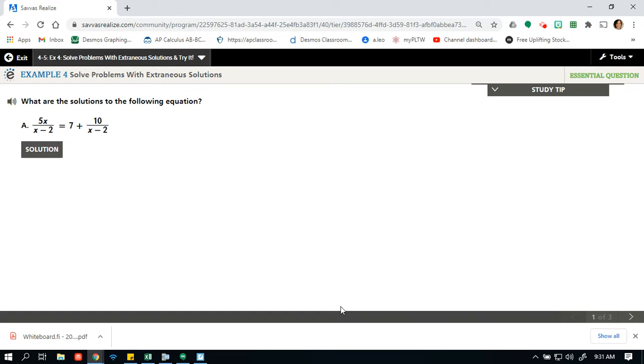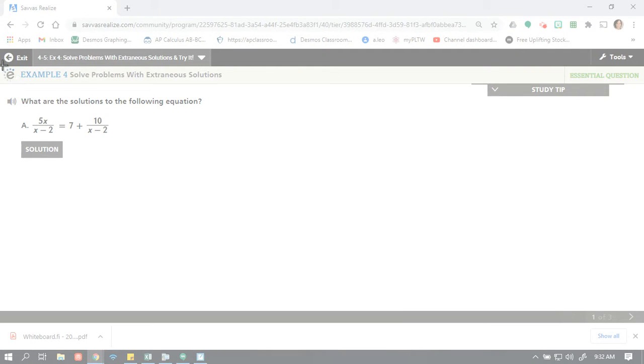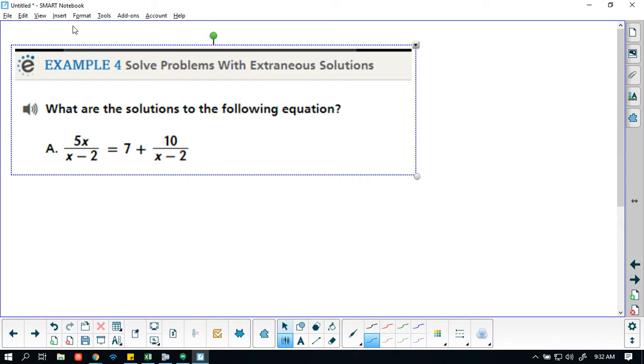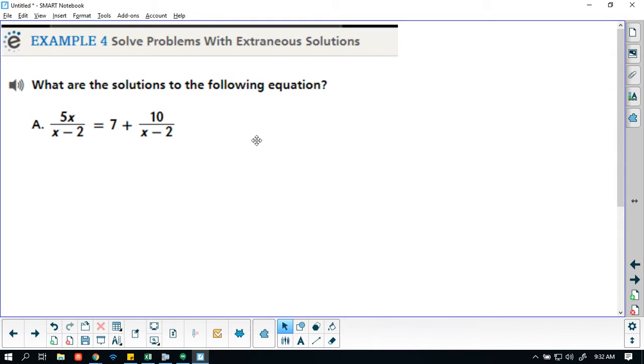So in example 3, we saw what extraneous solutions are. We saw that we have to determine the extraneous solutions before we really get into the meat of solving these problems. And so in this one, we're going to look at, again, what are the solutions to the following equations. And I'm going to assume that we're going to have extraneous solutions here. Okay, so let's grab this example and take it to my handy dandy notebook here, and let's jump right into this.